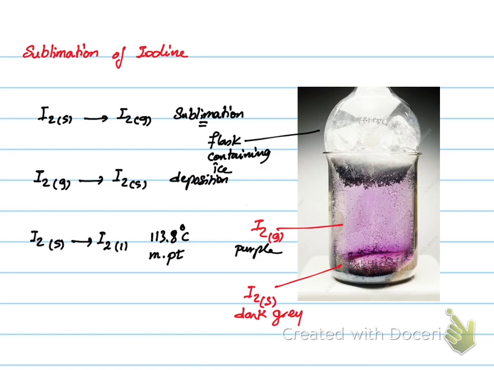So if you heat solid iodine gently, it will only sublime. But if you heat solid iodine strongly, up to 113.8, iodine would melt. This is the sublimation of iodine. In the photo, the particles which deposit on the flask are solid iodine particles, dark gray. And the purple vapor is iodine gas.